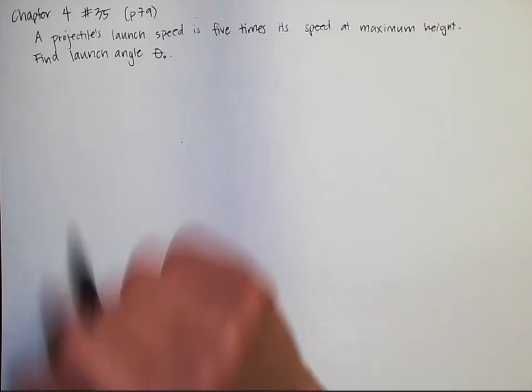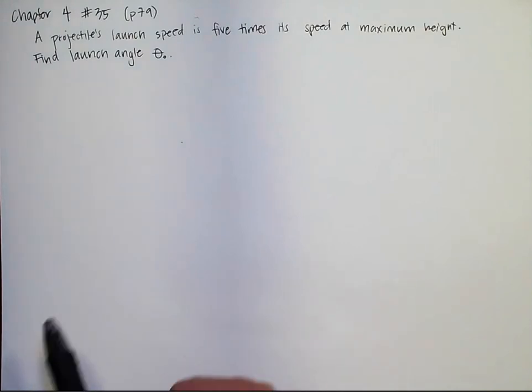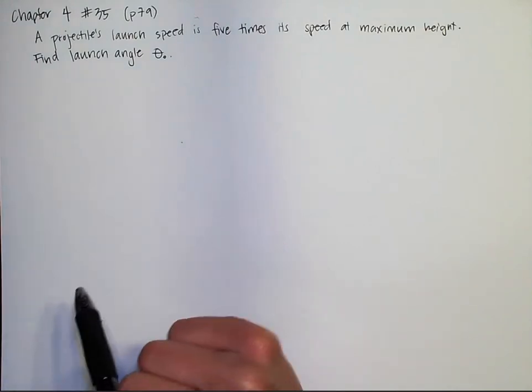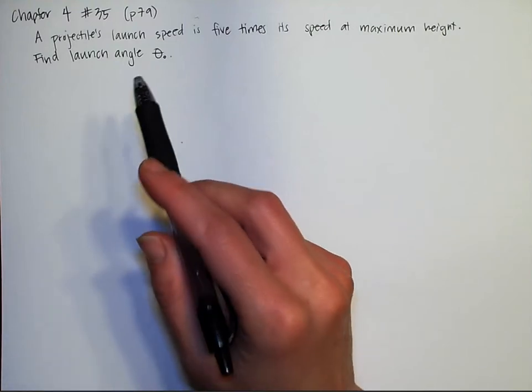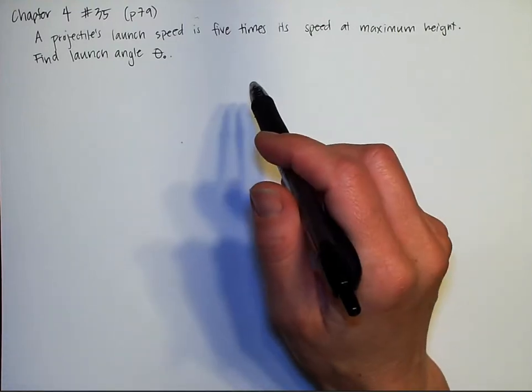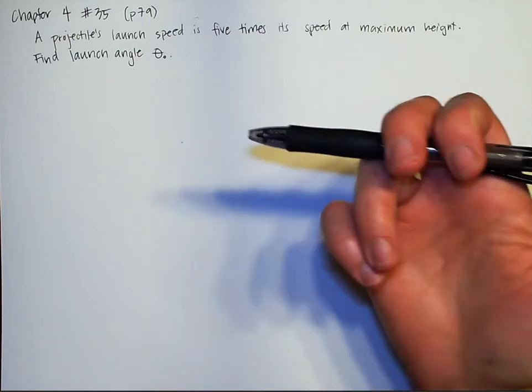This is from chapter 4, number 35. And in this one, a projectile's launch speed is 5 times its speed at maximum height. Find launch angle theta naught. So with a problem like this, it feels potentially a little bit daunting because it's not very much information, and then we somehow have to figure this out.